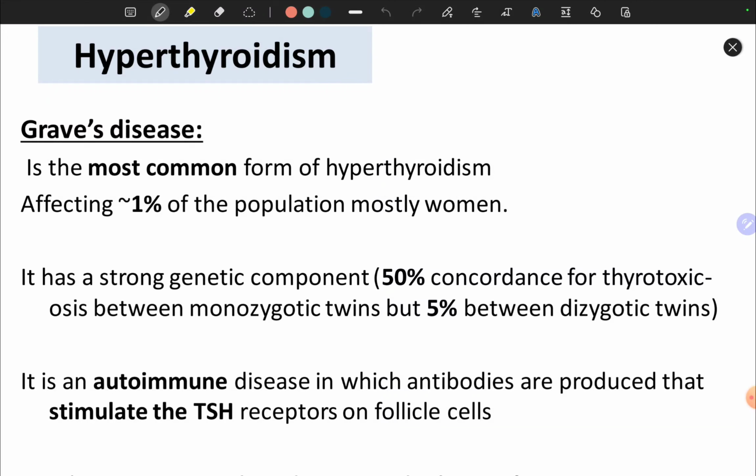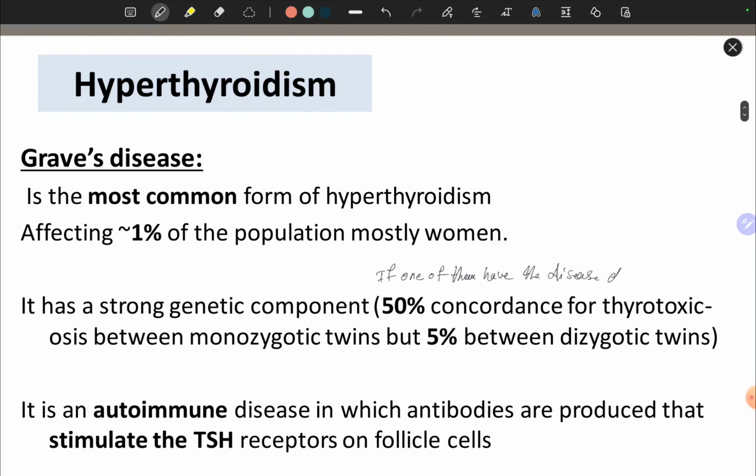But if they are dizygotic, if one has it, the chance of the other getting it is 5%. It means that there is some genetic background, but the genetics are not the only factor. And we have environmental factors as well. So it is an autoimmune disease in which antibodies are produced that stimulate the TSH receptor on the follicle cells.